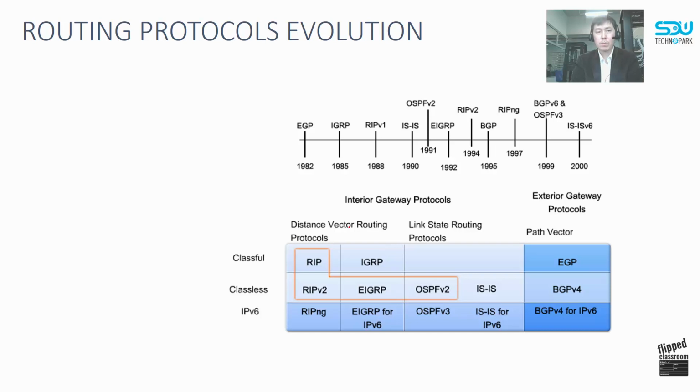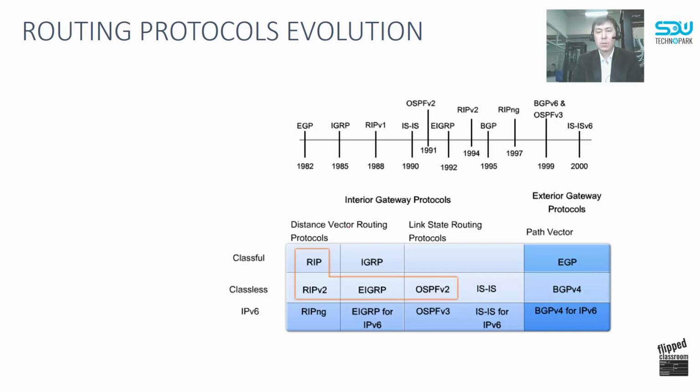engineers created dynamic routing protocols which are sharing information. So routers are sharing information between each other by using these protocols, so that routers can automatically send information according to some changes in the network. Well, we have the routing protocols evolution in this slide. We may see that we have different types, different classes of routing protocols.